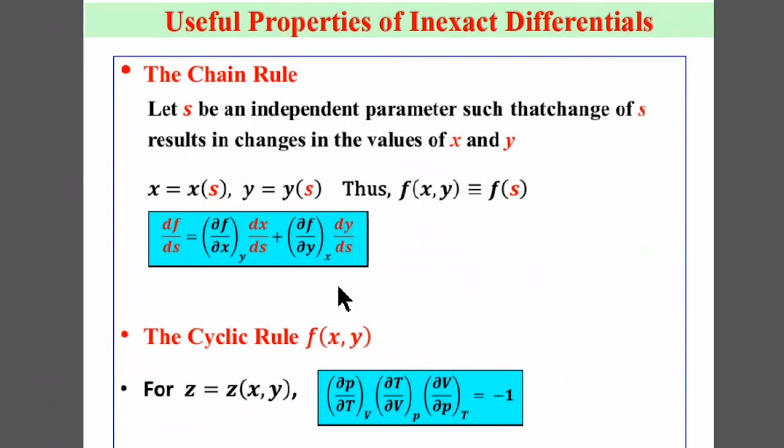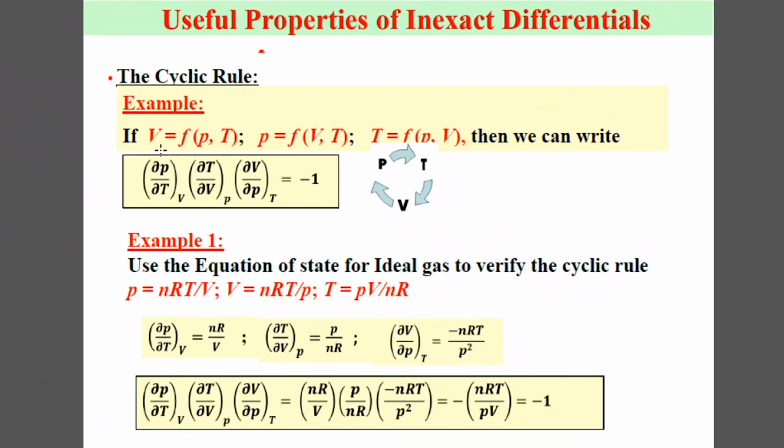Now, what is the cyclic chain rule? What does it say? Suppose you have a function, volume a function of pressure and temperature, pressure a function of volume and temperature, and so on. If they are interconnected, you can write in a cyclic order. If I start with pressure, pressure will be differentiated with respect to T at constant volume, T will be differentiated with respect to V at constant pressure, and then V will be differentiated with respect to P at constant T, and the product will be equal to -1.